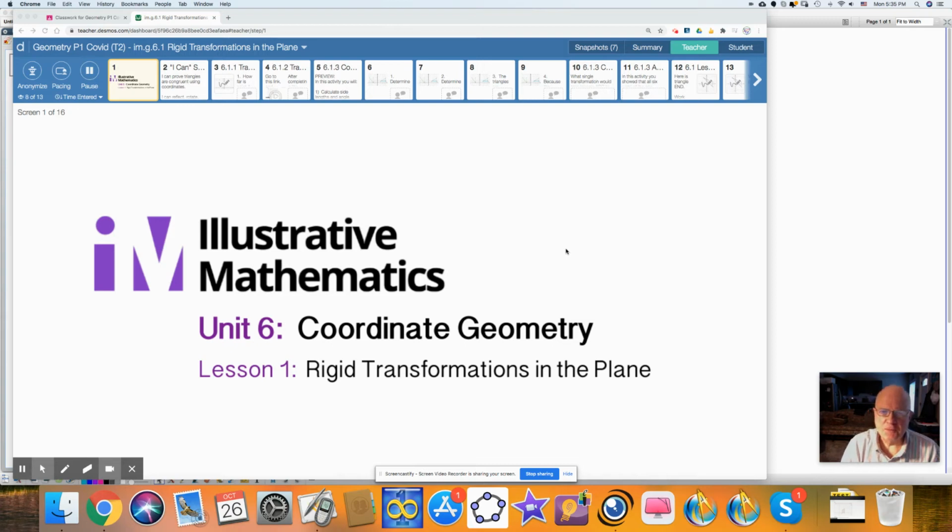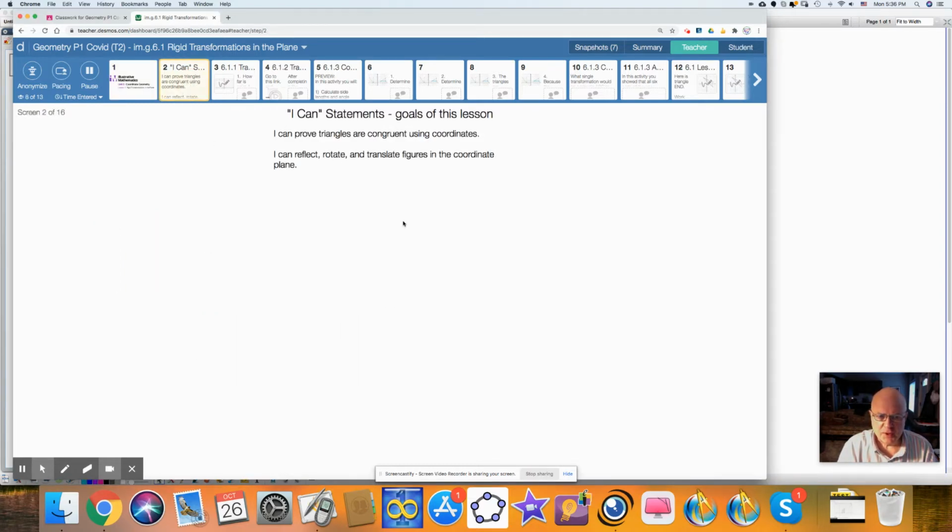Hi, I'm Mr. V, and today we're starting Unit 6 of the Illustrative Math Geometry course. This is coordinate geometry, and this is the rigid transformations in the plane. By the end of the day, you should be able to say, I can prove triangles are congruent using coordinates, and I can reflect, rotate, and translate figures in the coordinate plane.